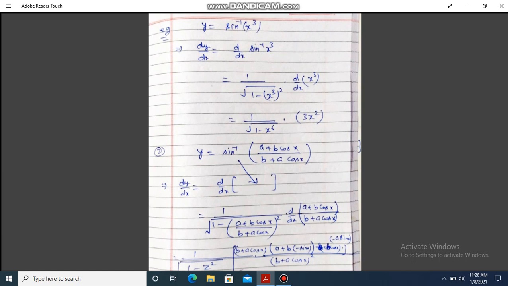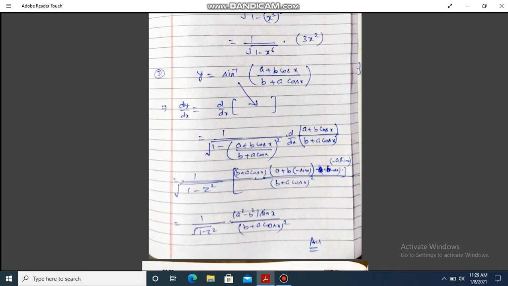So first you will differentiate sin inverse, and the differentiation of sin inverse as you just saw is 1 upon under root of 1 minus x to the power 3 into, now you will differentiate x to the power 3. So ultimately you get 1 upon under root of 1 minus x to the power 6 into, the differentiation of x to the power 3 using the power formula, 3x square. So finally this is the differentiation of sin inverse x to the power 3.